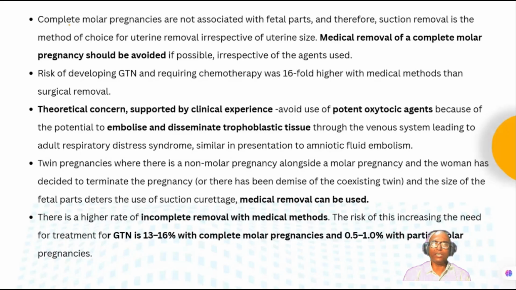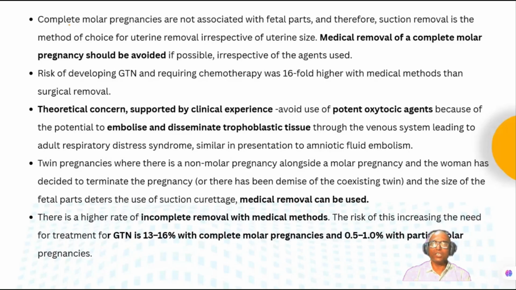Okay. So a theoretical concern, which is supported by the clinical evidence, is to avoid use of oxytocic agents because of the potential to embolize and disseminate trophoblast. So when you are doing the suction removal, as far as possible, avoid oxytocic agents. Okay, because there can be embolization and dissemination of the trophoblastic tissue through the venous system, leading to ARDS, similar in presentation to the amniotic fluid embolism.